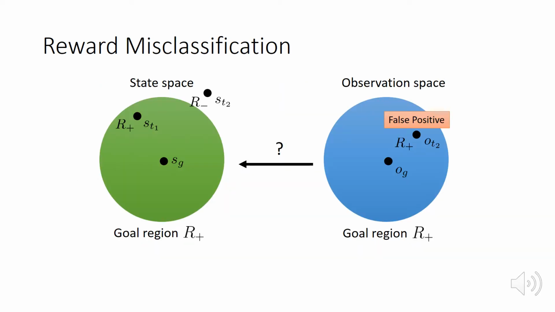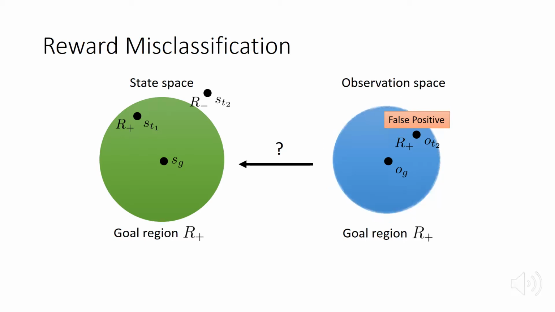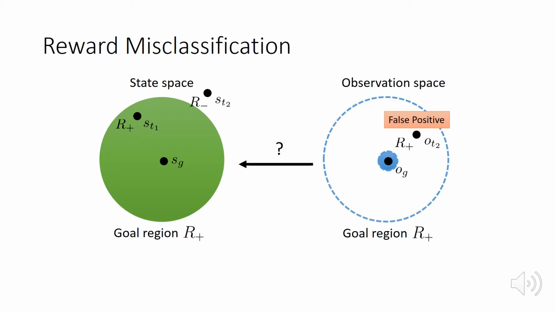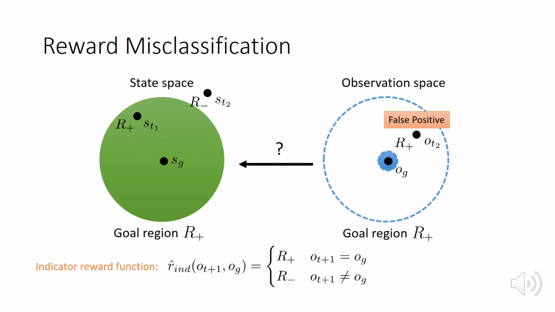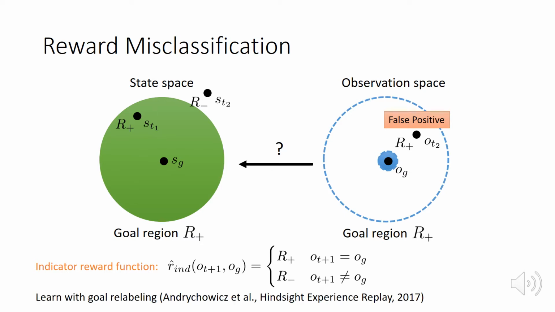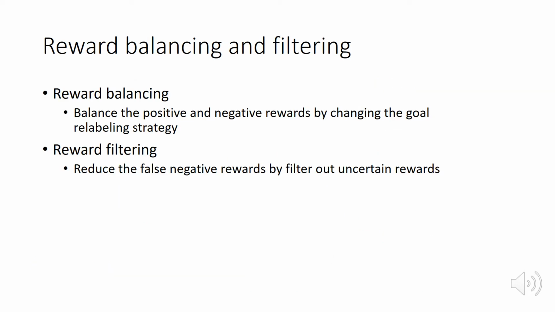Given that we know false positive rewards are very bad, what reward function should we use? We propose to use an indicator reward function, which only gives a positive reward when the current observation exactly matches the goal observation. This eliminates all the false positive rewards, and learning with indicator reward is possible when combined with goal relabeling. Indicator reward function gives very sparse positive rewards.